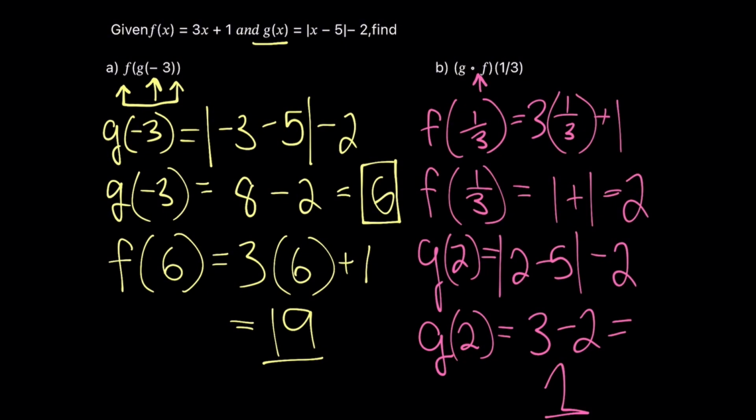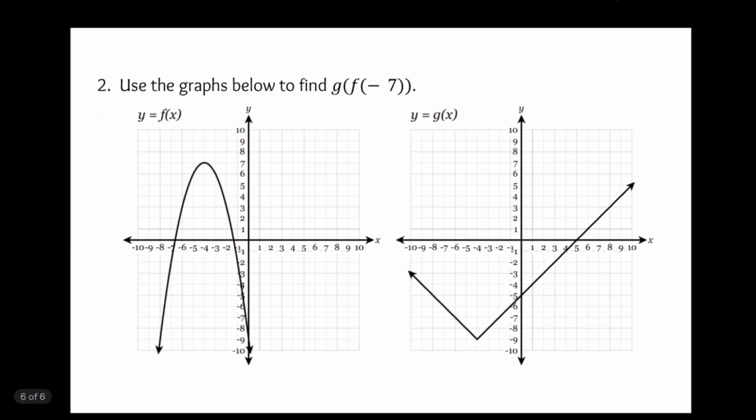Okay, so now that we're done with parts A and B, we're going to move on to the next section, which involves a graph instead of some functions. Okay, so this question says, use the graphs below to find g of f of negative 7. So as you can see, we have the graph of f of x, and we have the graph of g of x. So first, we're going to plug in with what's inside this onion here.